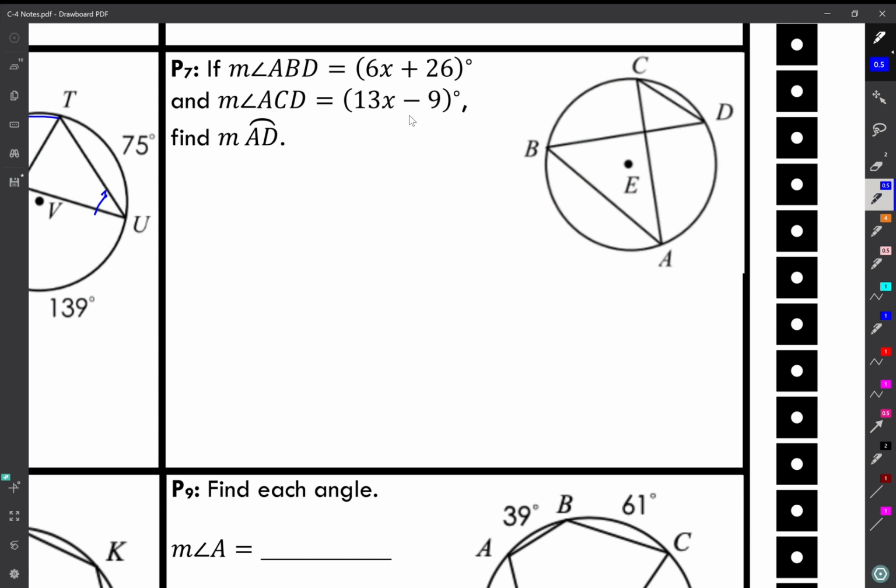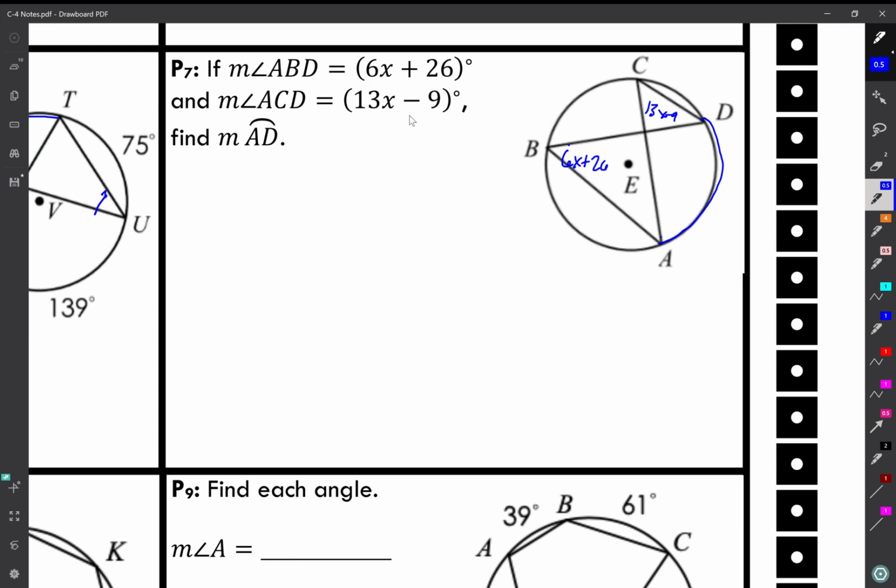Now we add a little algebra to it. We know that ABD is 6x plus 26, and then ACD is 13x minus 9. They both intercept arc AD, so they are going to be congruent. So we set them equal to each other to find the x.